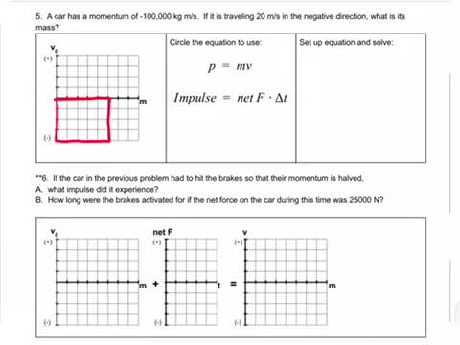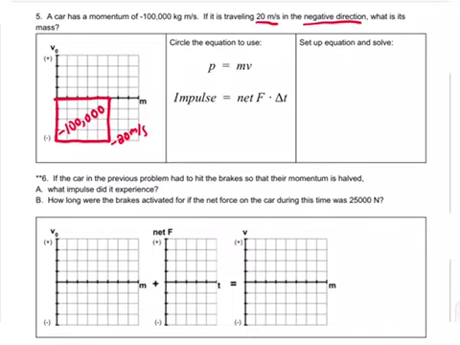When you get that rectangle drawn, we want to label it with as much information as we can. The problem tells us that the initial momentum is negative 100,000, so I'm just going to write the negative 100,000 here. I'm going to run out of space for my units, but that'll be okay. We're also told that the velocity is negative 20. There's your 20, and then it says negative direction. So that's another clue that this rectangle goes down here.